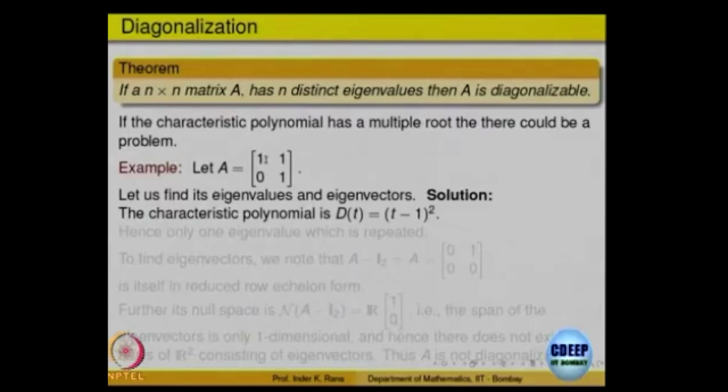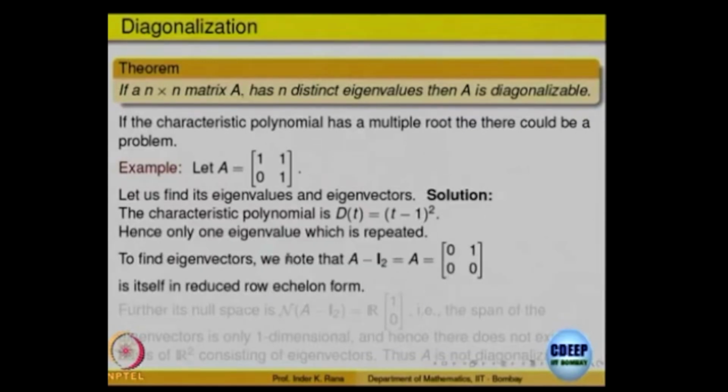That will give you the determinant of [[1 minus lambda, 1], [0, 1 minus lambda]], which will be (t minus 1) squared, if t is the variable you are introducing. So lambda minus 1, squared. So that means what? There is only one eigenvalue, and it is repeated. So there is one eigenvalue, t equal to 1, and that is repeated. Okay. So let us find the eigenvector corresponding to that eigenvalue.